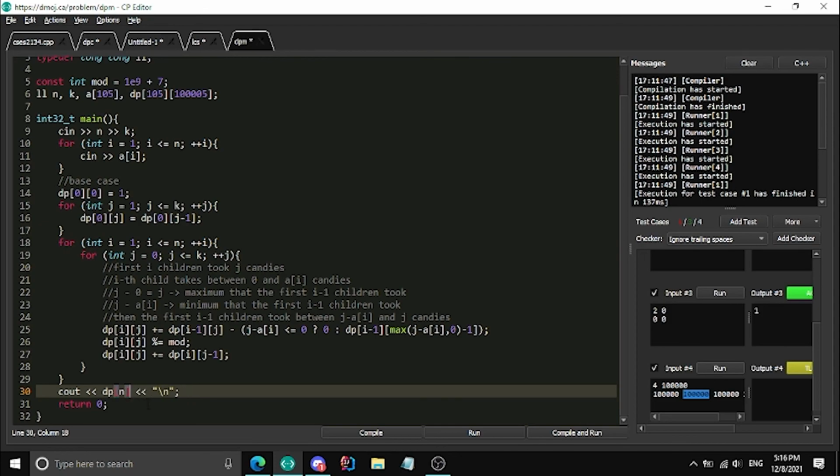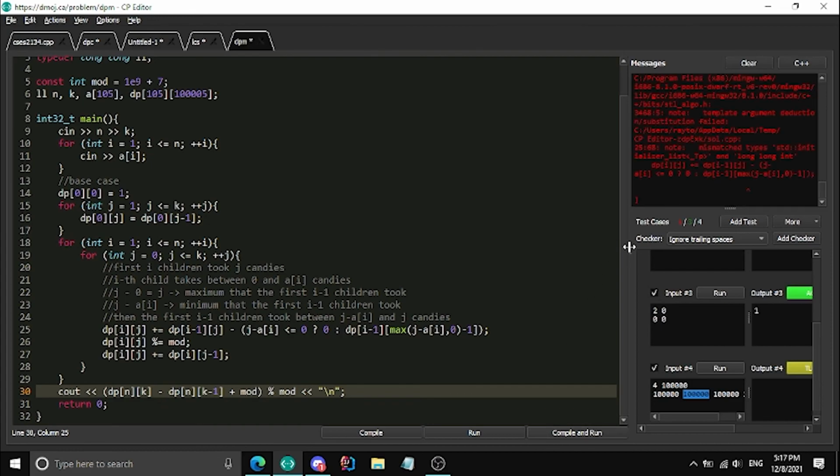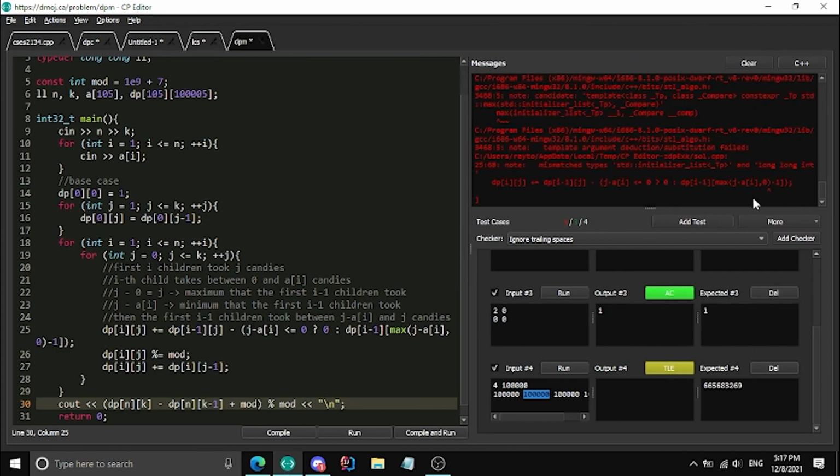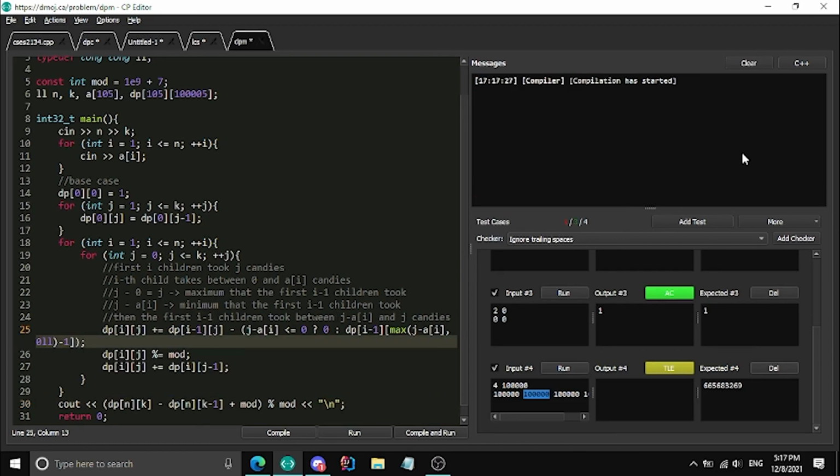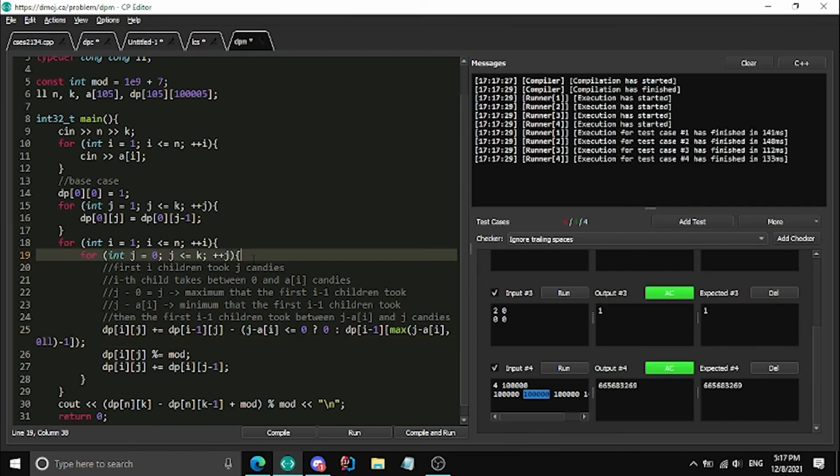And for our final answer, that's going to be dp at n at k, except this is a prefix sum array now that we've just constructed, so we need to subtract dp at n at k minus 1. And whenever you do subtraction with mods, make sure to add the mod and mod it again, just so you don't end up with a negative value, because C++ modding is weird. Okay, what did I do here? Oh, it doesn't like me comparing that. That's right.